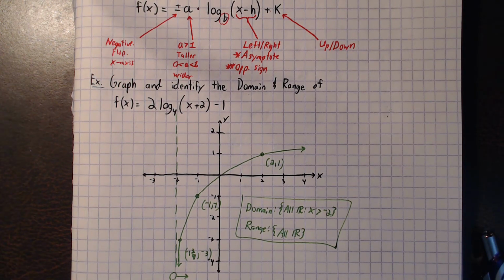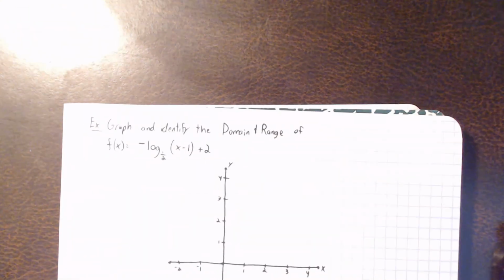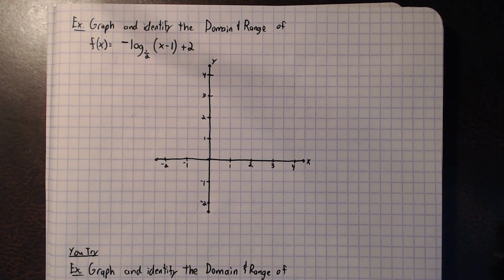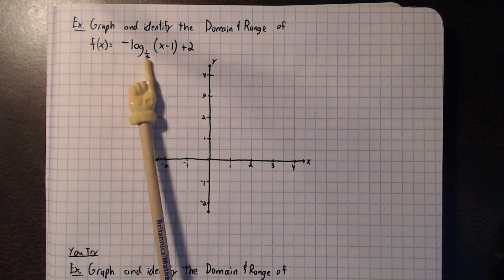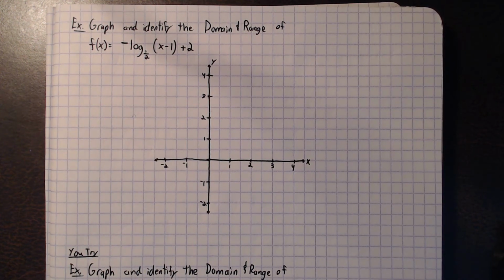Okay, I got 2 more examples for us. One for us together and one for you to try on your own. This time you'll notice that we have negative log of 1/2. So we want to keep track of what that function is going to be looking like, right?